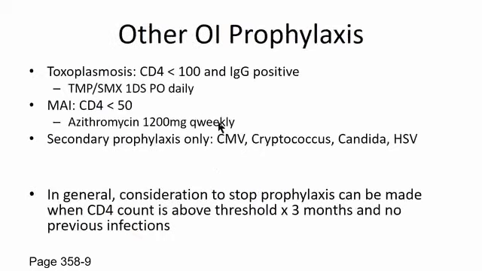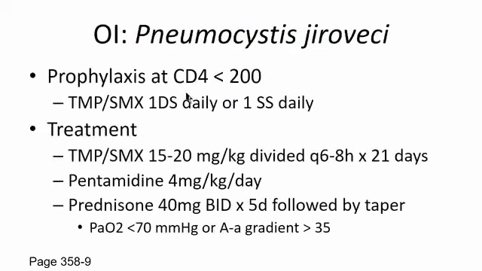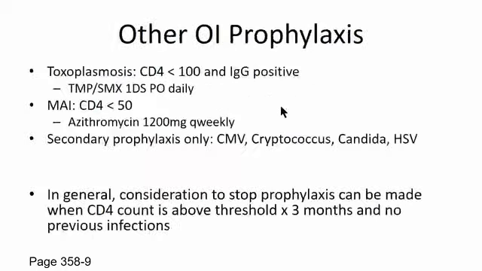Other prophylaxis: Toxo, when your CD4 is less than 100 and your baseline IgG is positive. And the prophylaxis here is 1 DS Bactrim once daily. Of note, it's very similar to this regimen. However, the 1 single strength daily Bactrim for PJP does not cover Toxo. For MAI, if your CD4 is less than 50, consider giving azithromycin 1,200 milligrams weekly. There are these other opportunistic infections that we will only give secondary prophylaxis, which basically means once they develop the infection, then we treat them for life or until their CD4 count recovers.